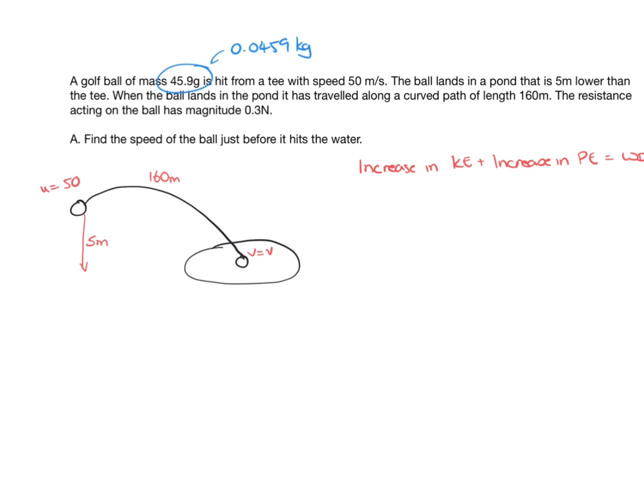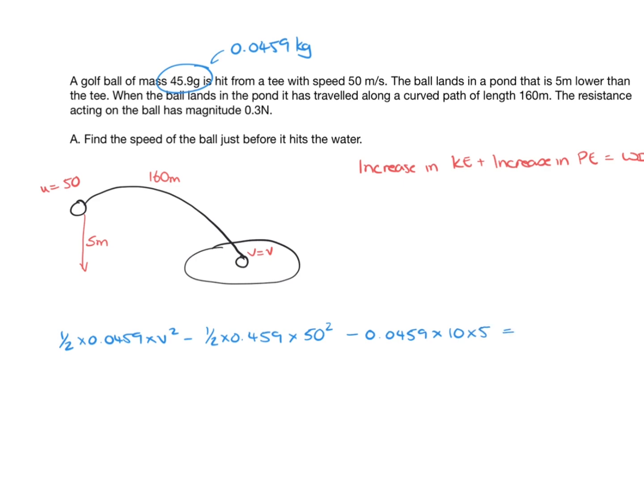So let's start with the increase in kinetic energy. So this will be the final kinetic energy, subtract the initial kinetic energy, and we're going to use our half mv squared to find these. So now we're going to consider our increase in potential energy. Now this is travelling from a height downwards, so our increase in potential energy is going to be negative. So we're going to use our mgh, so my m is 0.0459. I'm going to use g is equal to 10 and my height is 5 metres.